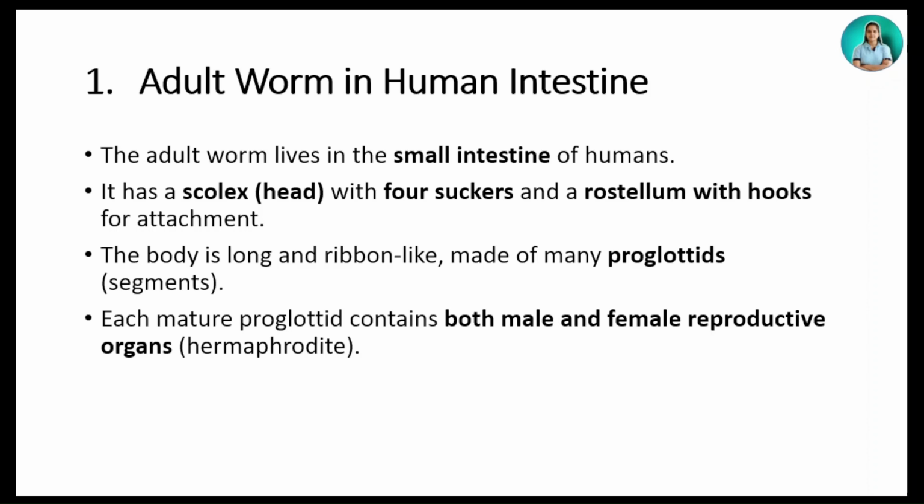The adult form lives in the small intestine of the human. The adult form has a scolex. Scolex is also known as the head, and in the head, 4 suckers and a rostellum with hooks are present, and these are present for the attachment to the small intestine. Their body is long and ribbon-like, and there are many proglottids present, and due to proglottids, their body appears like a segmented one. In each mature proglottid, both male and female reproductive organs are present, due to which their body is known as a hermaphrodite body.